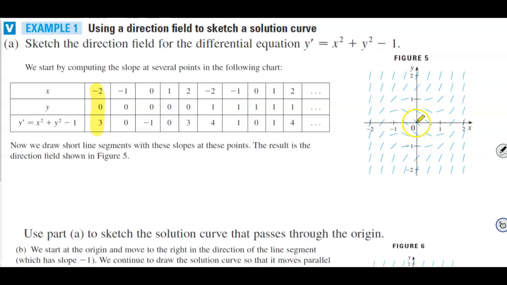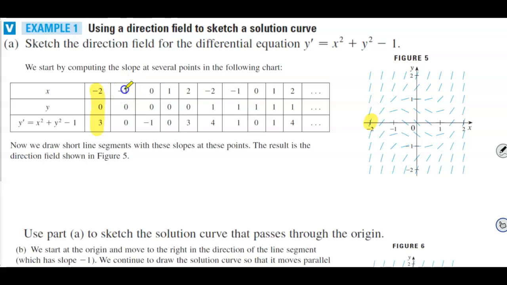So on the x and y axis here on figure 5, we're going to go to that point where we can find -2, 0. And then you see this small little segment here that I highlighted. That represents a small line segment that has a slope of 3 at that point. Okay, let's move on to the next one.